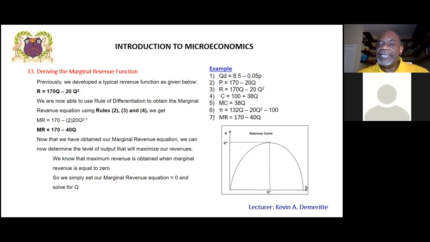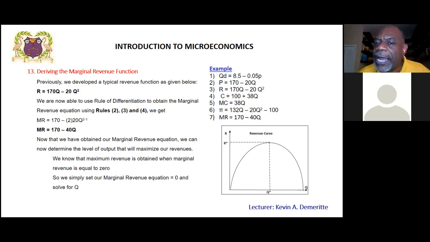So this is saying when we increase our output by 1 unit, we would need to lower our price by $20 to get that unit sold. That's what the negative sign means, the price has to go down.